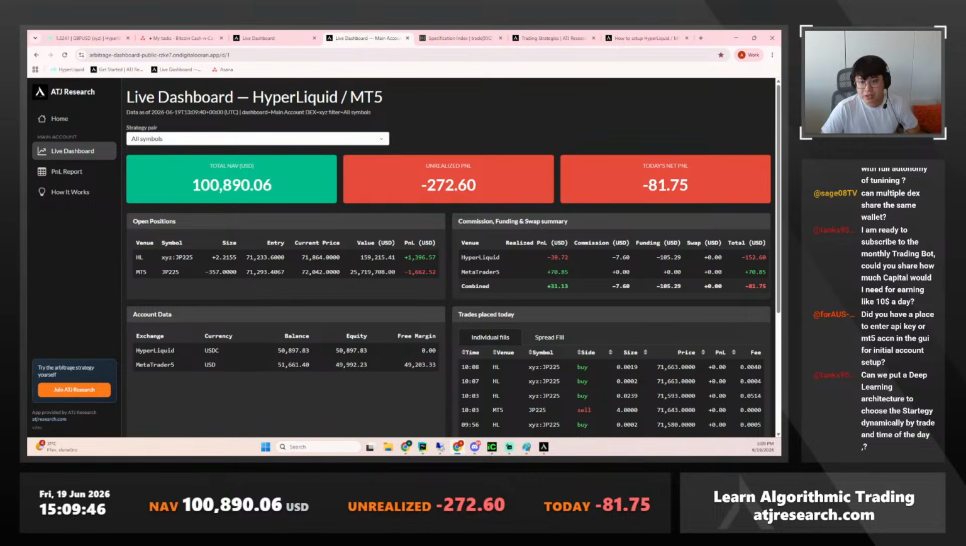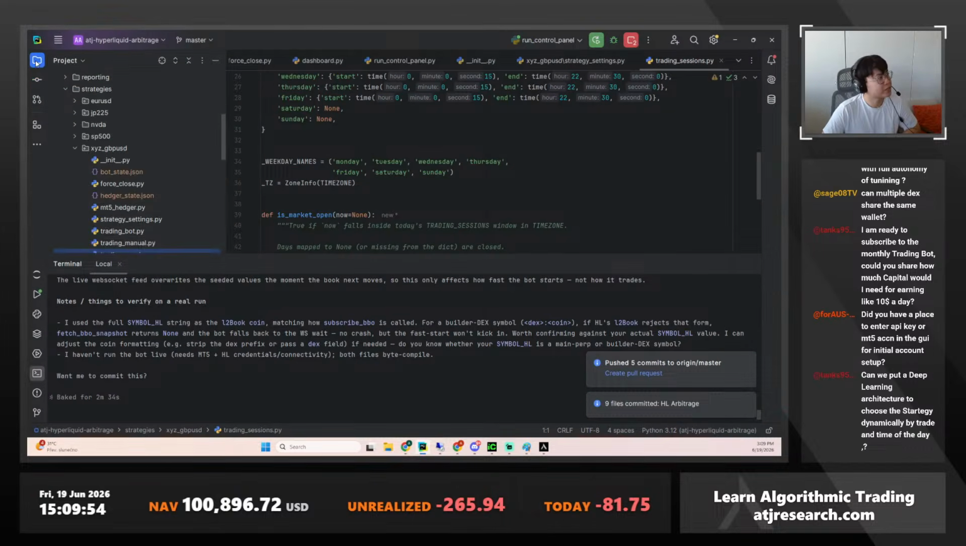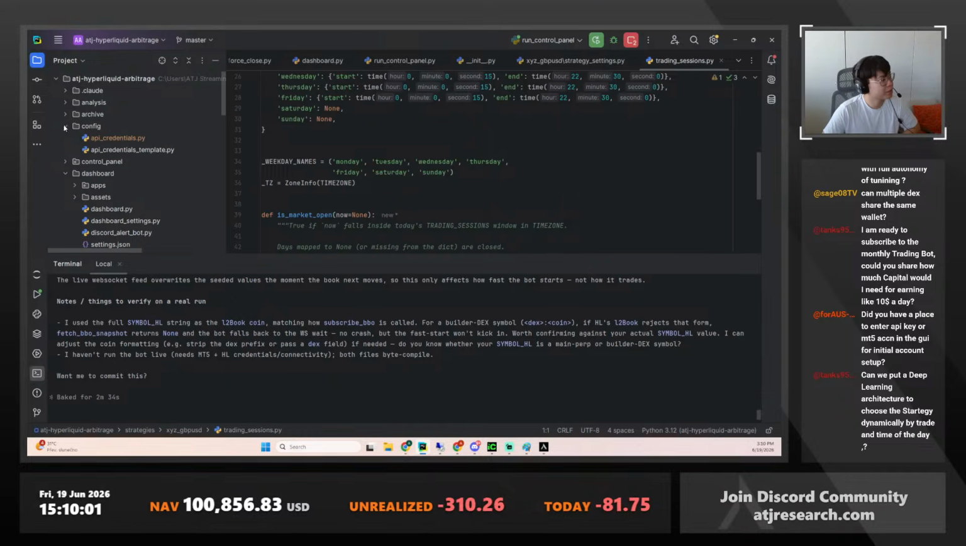Did you have a place to enter an API key or MT5 account in the GUI for initial account setup? No, I didn't do that. That's actually a great idea. I think we would have everything stored in configuration files. So careful, I don't want to leak my Hyperliquid private keys.